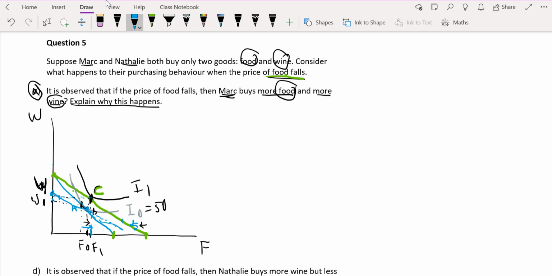So together, the increase in both wine and food consumption is due to the income effect outweighing the substitution effect in this case. If the substitution effect outweighs the income effect, it would be the case of only food increasing while wine decreases. So in this case both are increasing. That's because the income effect is taking hold in this case, dominating the substitution effect.